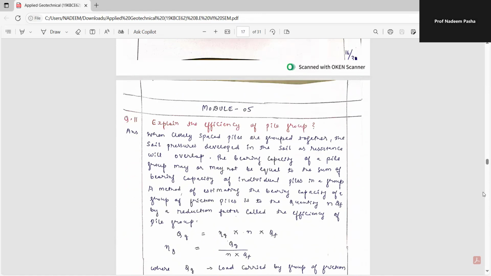Next, explain the efficiency of a pile group. When closely spaced piles are grouped together, the pressure zones developed in the soil as resistance will overlap. The bearing capacity of a pile group may or may not be equal to the sum of the bearing capacities of the individual piles in the group. A method of estimating the bearing capacity of a group of friction piles is to multiply the quantity NQf by a reduction factor called the efficiency of the pile group.